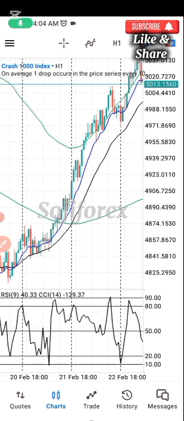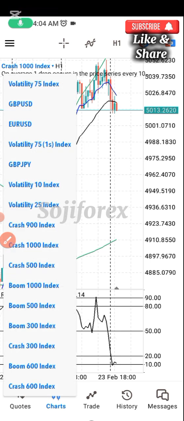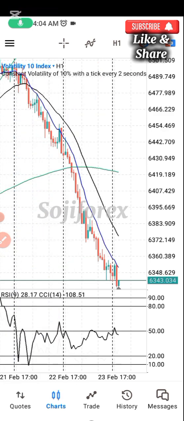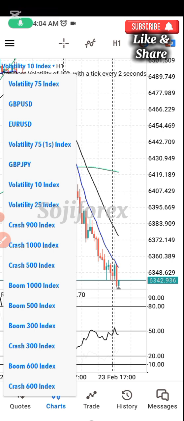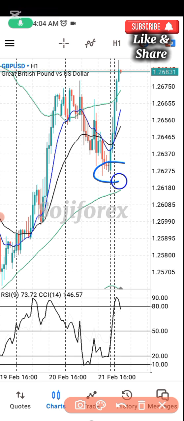This is crash 1000. Now at times, this retest can be a single candle. Look at the price just break it to the upside, give us a single candle retest, and continue the push towards the upper zone. And look at GBP USD. So in this scenario, this is again another entry. Look at this, beautiful and powerful.